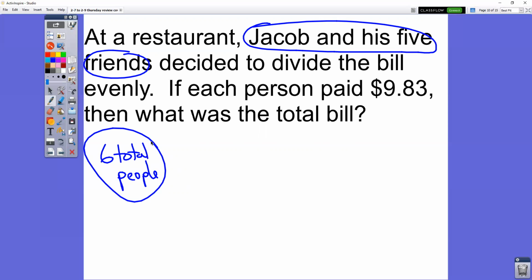They want to divide the bill evenly at the restaurant. Each person is paying $9.83. So how would you find the total bill? Would you add? Would you subtract? Would you multiply? Or would you divide? Go ahead and try this one on your own, please.